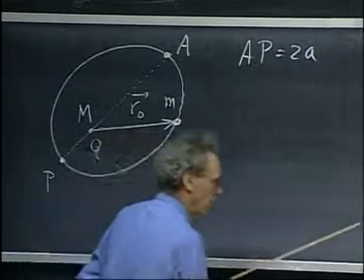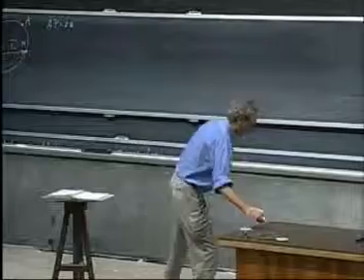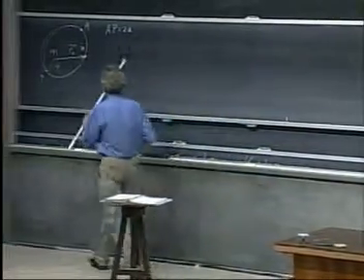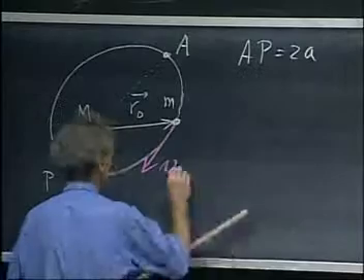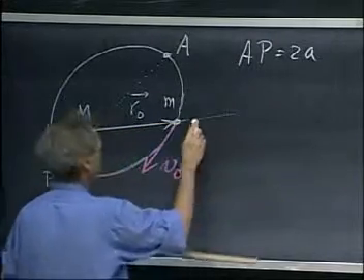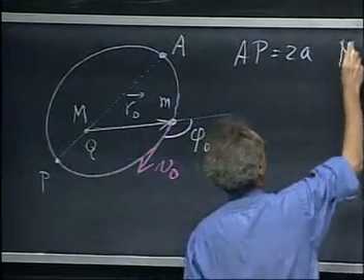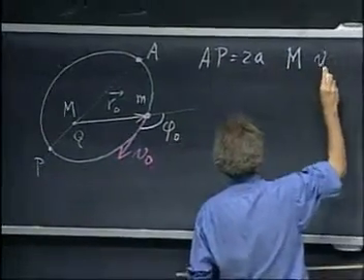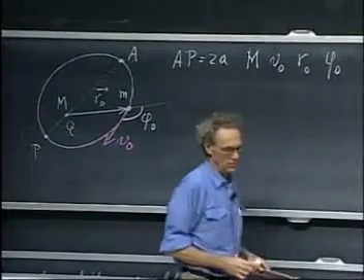And at time 0, when it is there, it has a velocity in that ellipse. Let this be v0, and there is an angle between the position vector and v0. I call that phi 0. So I'm giving you m, I'm giving you v0, I'm giving you r0, I'm giving you phi 0.